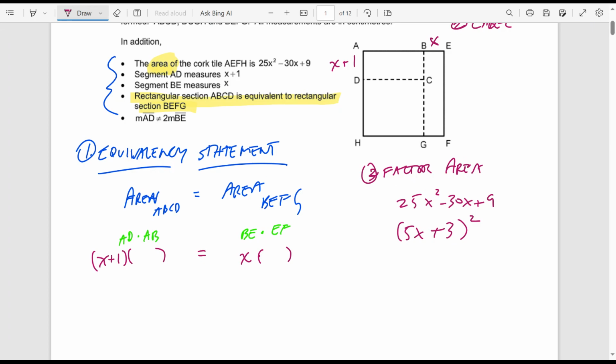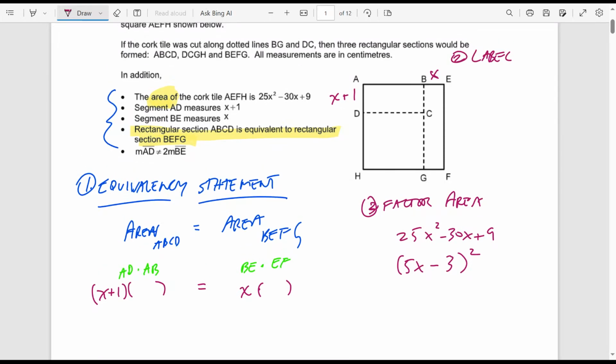No, not at all. Still works. It's just, and actually 5x minus 3, because I just didn't see the negative 3 there. 5x minus 3 squared. So now that I have that, let's continue to label what we know. So I know that means that this side length is 5x plus 3. And I know that that length is minus 3.